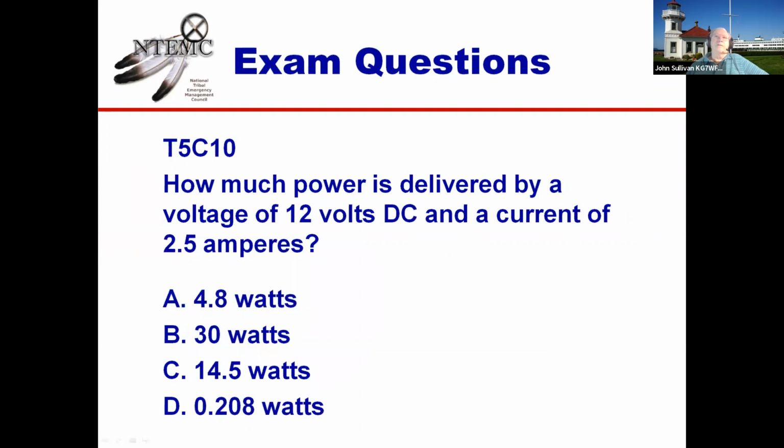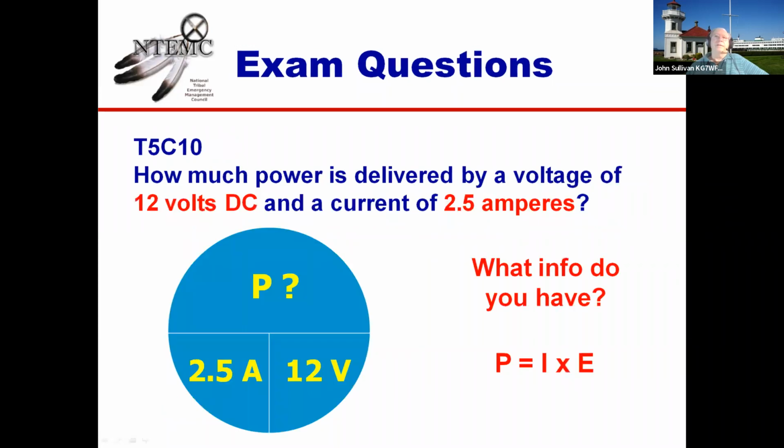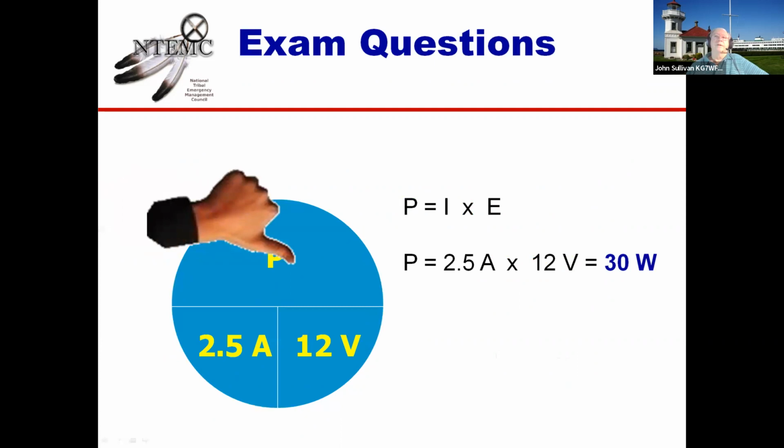How much power is delivered by a voltage of 12 volts and a current of 2.5 amps? Once again, you're going to multiply 12 times 2.5, right? Looking for P, you get I times E, 12 times 2.5, going to be 30 watts.